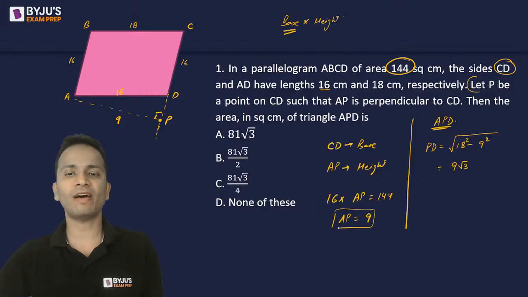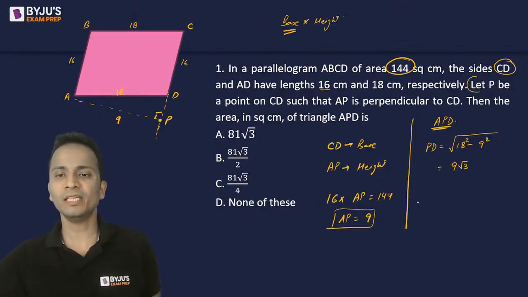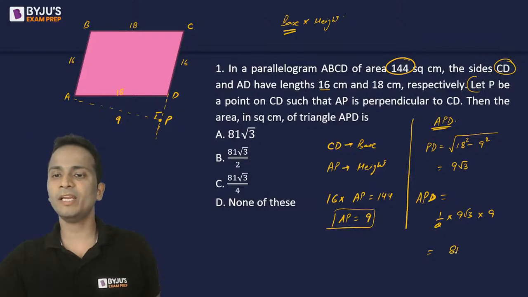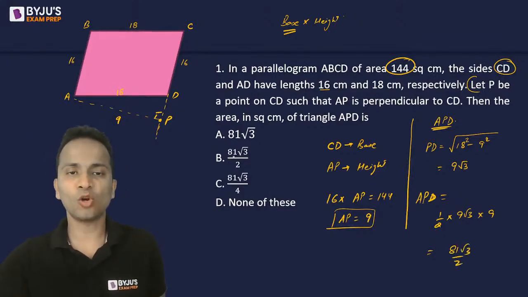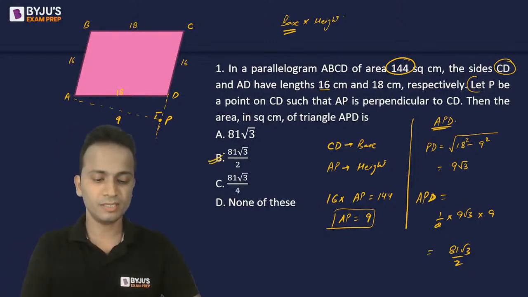So I have got the length of AP, I've got the length of PD. So the area of triangle APD will be equal to half into base into height. So half into 9 root 3 multiplied by 9. So the area will come out to be 81 root 3 divided by 2. Alright, 81 root 3 divided by 2. The correct answer will be option B.